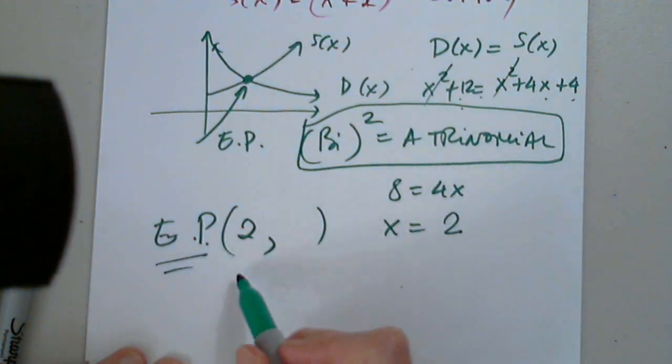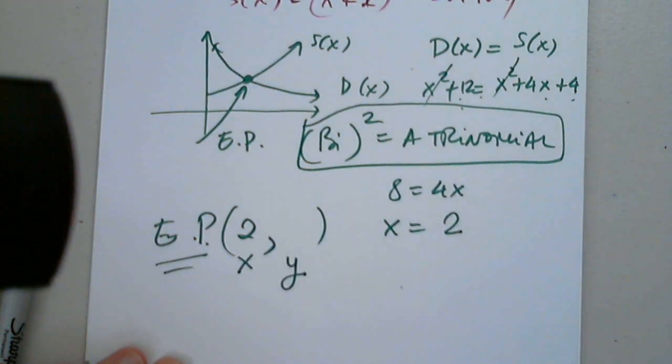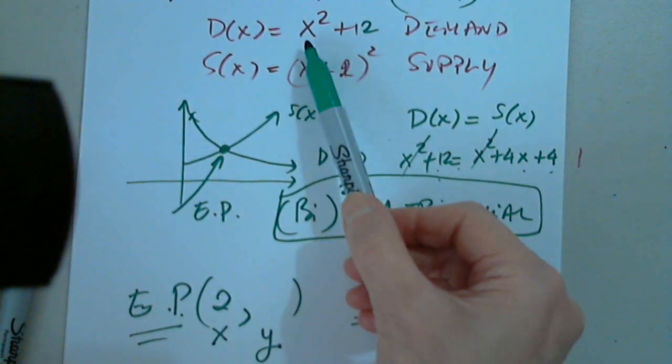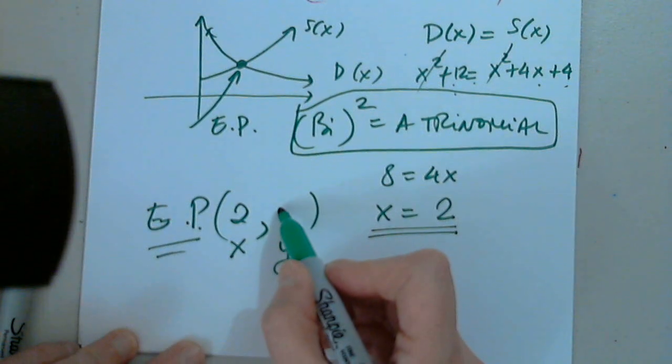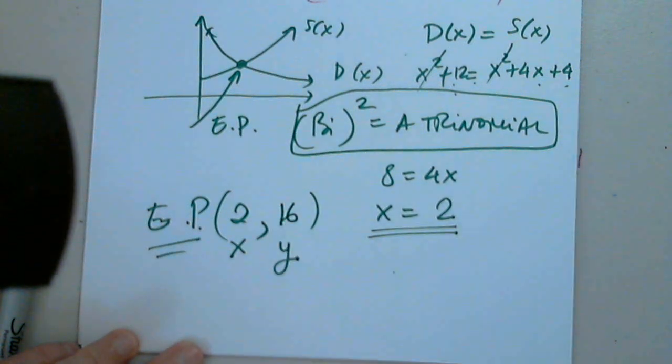But since we are asked to find the equilibrium point, the point has to have an x value and a y value. How do I determine the y value of the point? I have the x. Yes. So how much is 2 squared plus 12? 16. That's it. That's our equilibrium point.